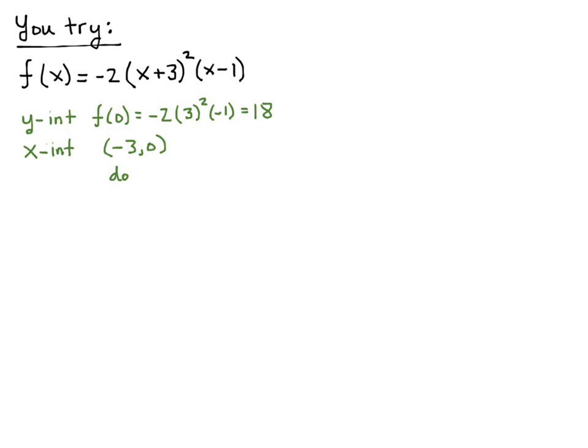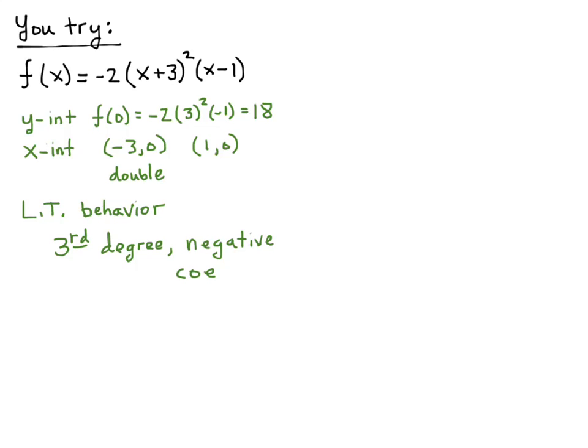Now your x-intercepts, you have negative 3 and you have 1. And the negative 3, because that's squared, we're going to look at that as a double. So that means wherever it's going to come from, it's going to just touch the axis and turn around. And so the long-term behavior, it's 3rd degree, so you would normally expect it to come from the lower left and go to the upper right. But it has a negative coefficient, so it's going to come from the upper left and go to the lower right. So when your numbers are really large, they're going to be off to the sides like that.